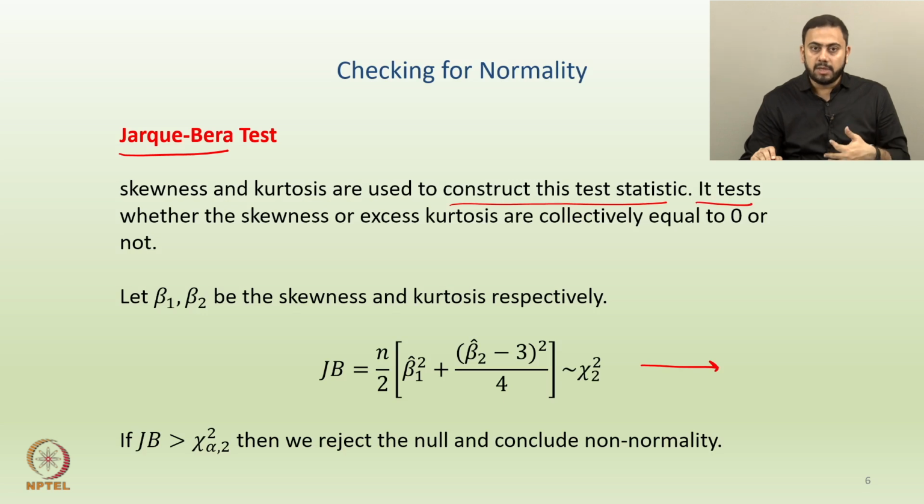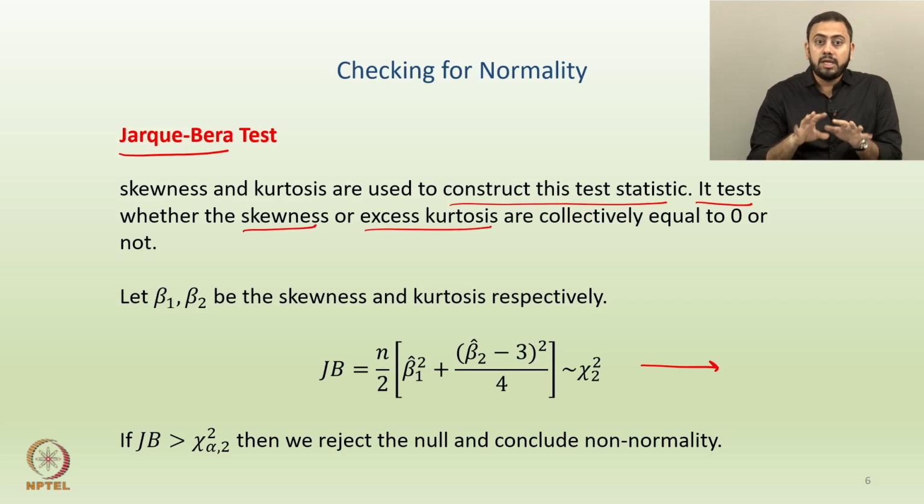Just a short while back we discussed that if the underlying distribution has to be normal, then both skewness as well as excess kurtosis should be close to 0. So Jarque-Bera proposes a unique kind of test where collectively you can test whether the underlying sample skewness and the sample excess kurtosis are close to 0 or not.